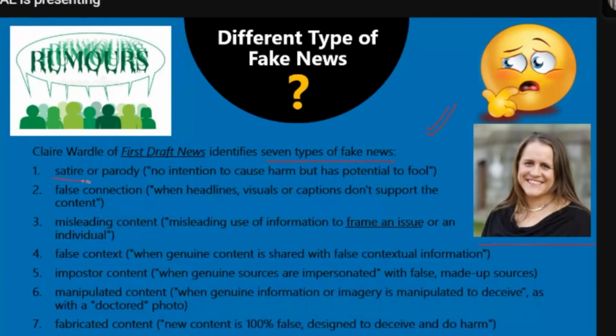Firstly, there is satire. What is their intention? Their intention is not to harm anyone. Their intention is just to fool you, to mislead you.